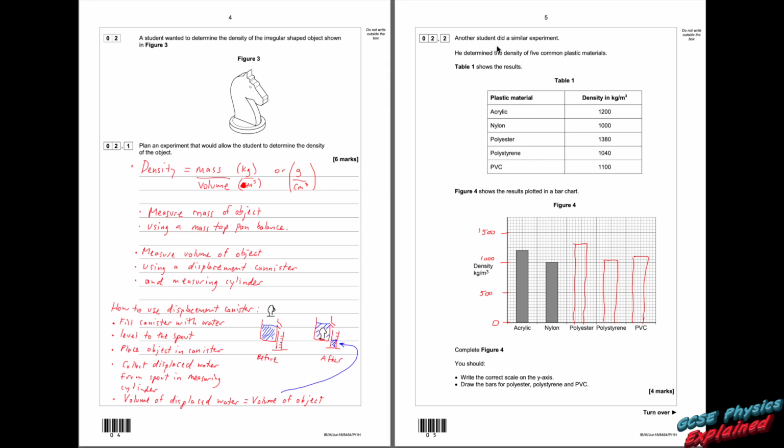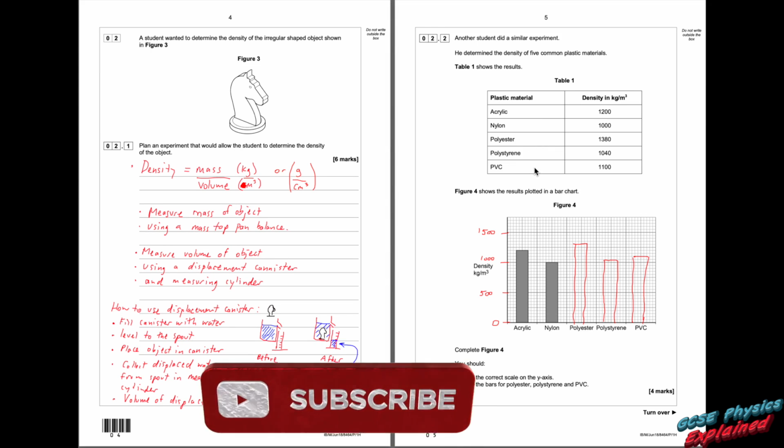Part 2. Another student did a similar experiment. He determined the density of 5 common plastic materials. So there they are.